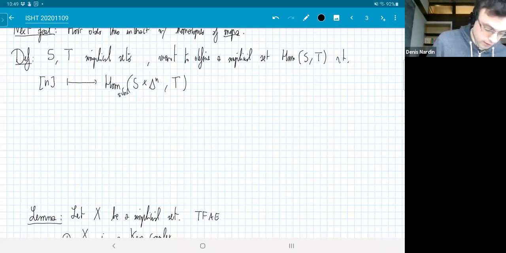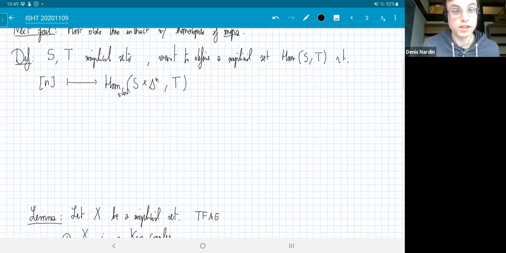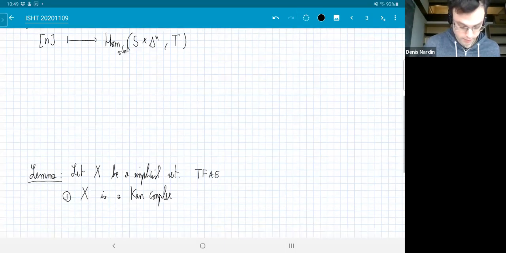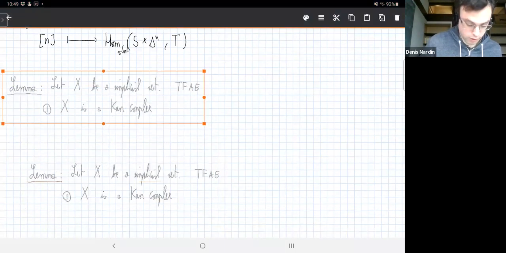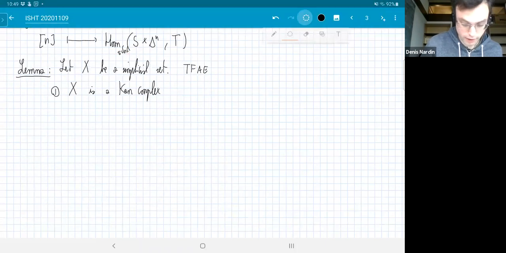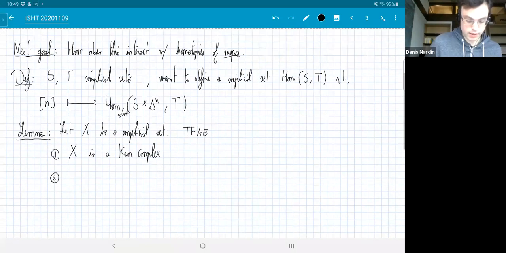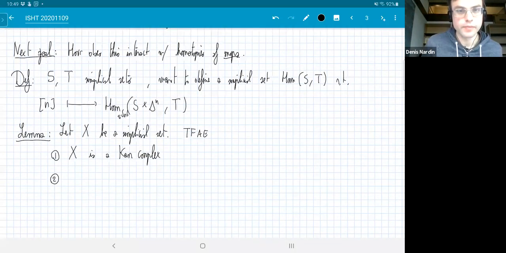And the first question we want to pose is, when is this a Kan complex? And that's where this lemma comes in. It's going to give a good criterion to verify when things are Kan complexes. So, okay. Is the definition clear? But there's a question.